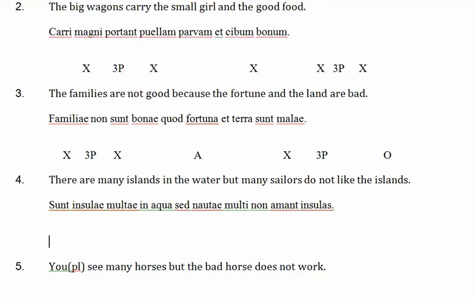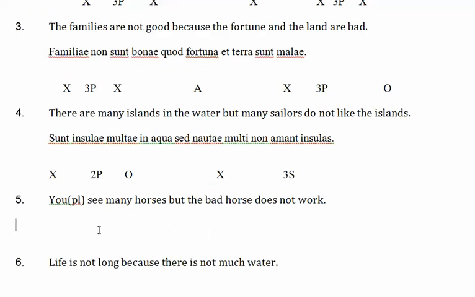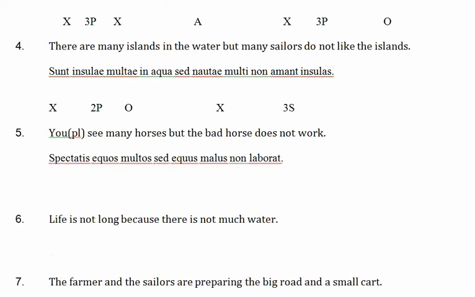So my next sentence, you plural, is my subject. So you plural, so it'd be second plural. Many horses, my direct object accusative. But the bad horse subject does not work. And this would be third singular. So translating this sentence, you plural see, since this is a pronoun, we'll put it in the verb. So spectatis, many horses, so equos multos, accusative, direct object, but the bad horse, equus malus, nominative singular, does not work, laborat.